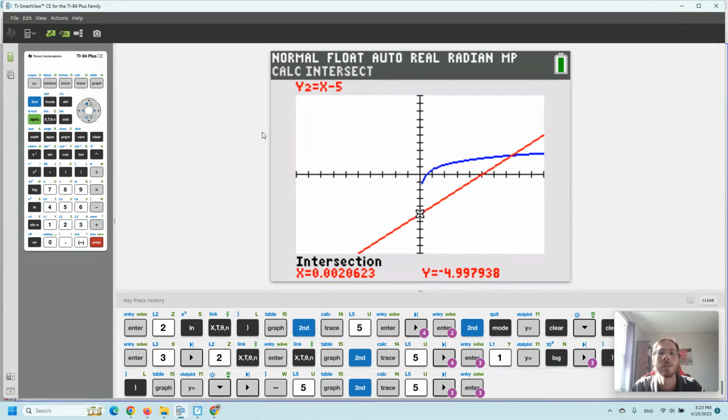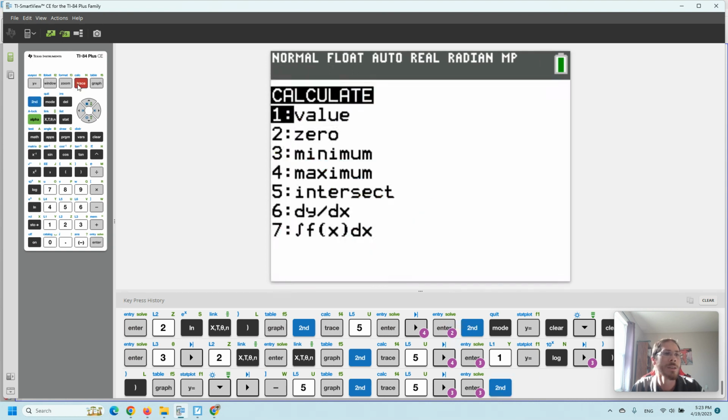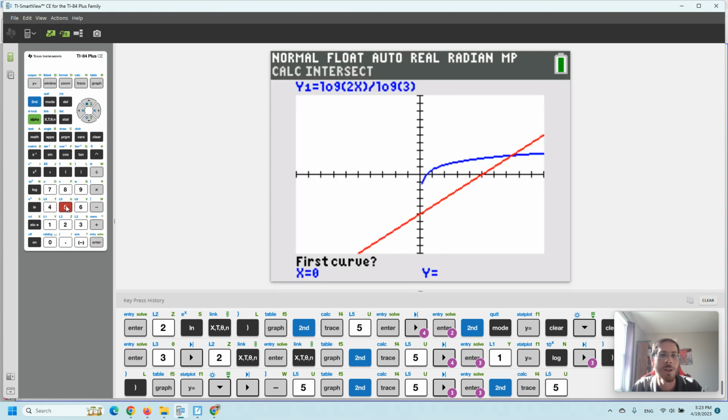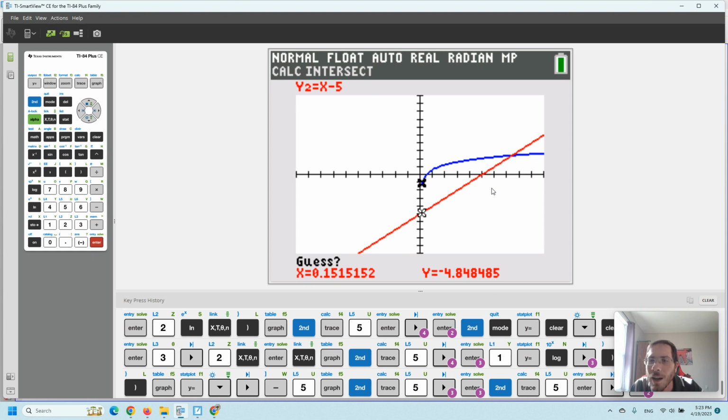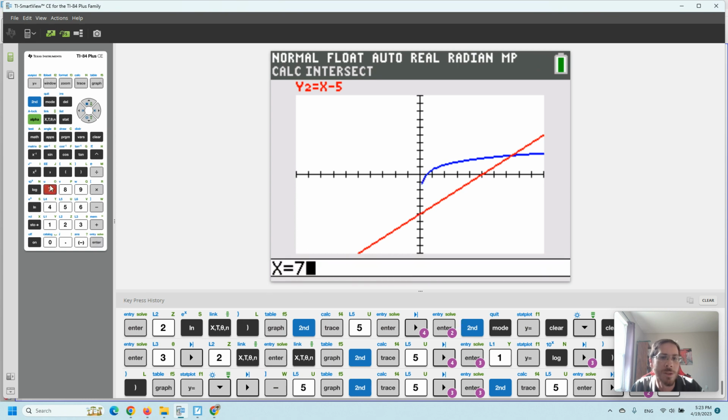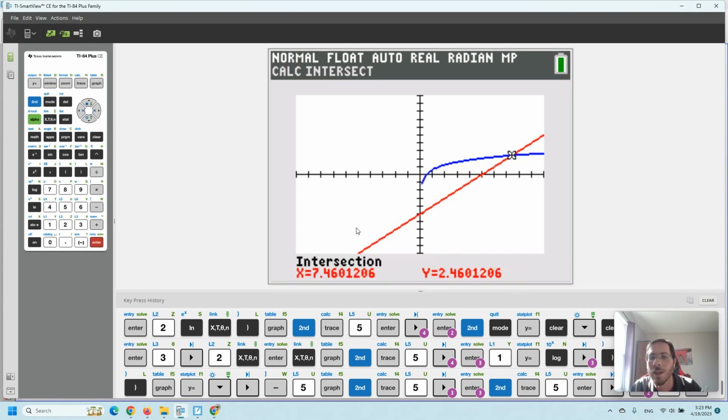Huh. But again, that makes sense because remember, this blue curve will kind of asymptote at this x equals 0. So it should connect somewhere over there. Second calc, 5. Give me a better intersection. First curve blue. I'm not in the blue yet. There we go. First curve blue, second curve red. This looks like 1, 2, 3, 4, 5, 6, 7. That looks close to 7. So let's guess 7. And then that's the one that's closer to 7. So that's how you can force it to pick this one instead of the one that was over here.